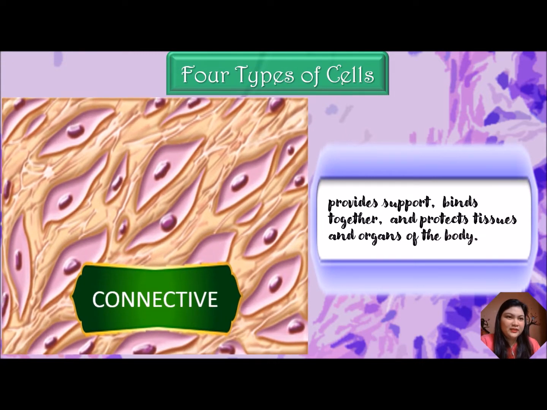Connective tissue. It provides support, binds together, and protects tissues and organs of the body. Connective tissue consists of 3 main components: cells, protein fibers, and an amorphous ground substance. Together, the fibers and ground substance make up the extracellular matrix, whereas the other tissue types like epithelium, muscle, and nervous tissue are largely made up of cells. The extracellular matrix is the major component of most connective tissue.